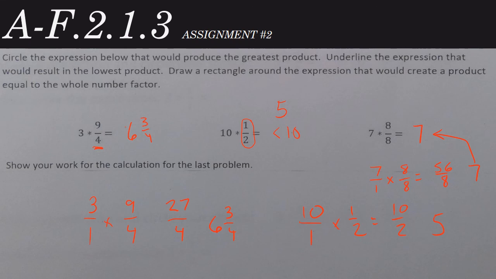So I'm going to circle the expression with the greatest product. So the greatest product here is 7. Then I'm going to underline the expression with the lowest product. That was 5. So I'll underline this one. And draw a rectangle around the expression that would create a product equal to the whole number, which would be this one as well. So I have a circle and a rectangle around the same one.